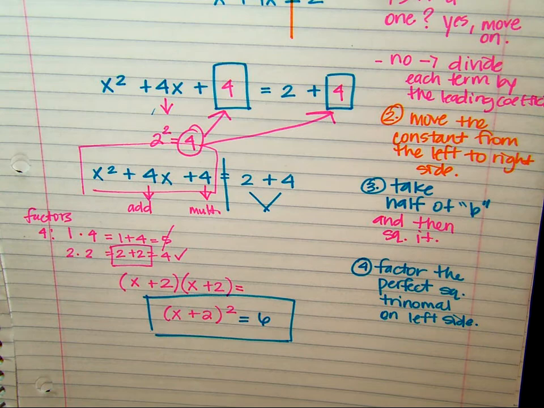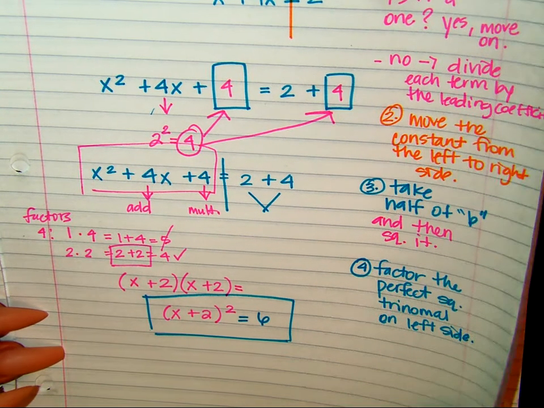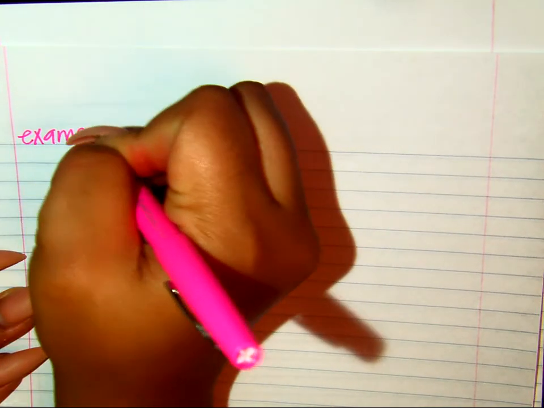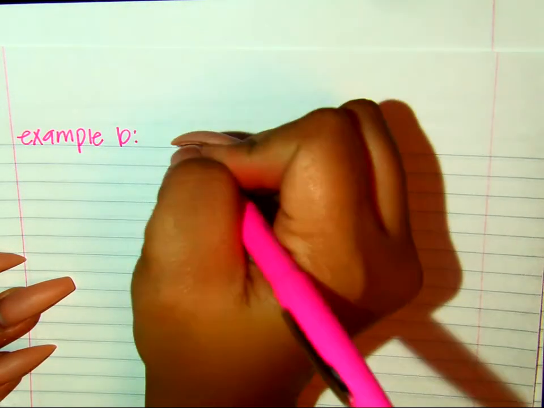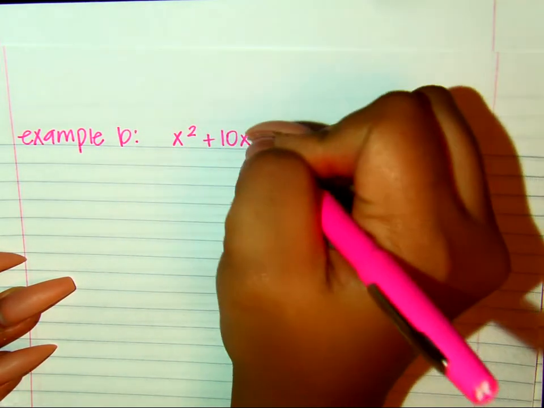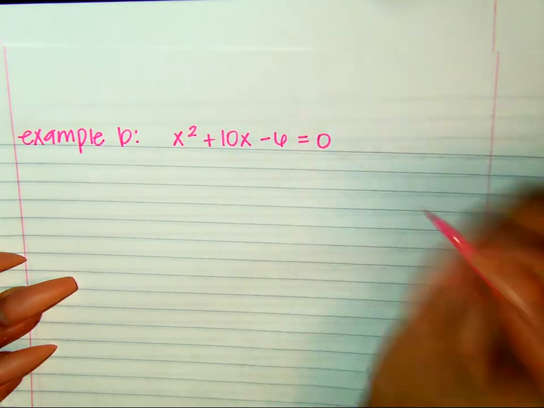Alright, so now we have x plus 2 squared equals 6. We're going to stop there. That is what I'm looking for. So let's do one more example together. Alright, so example B. We have x squared plus 10x minus 6 equals 0.